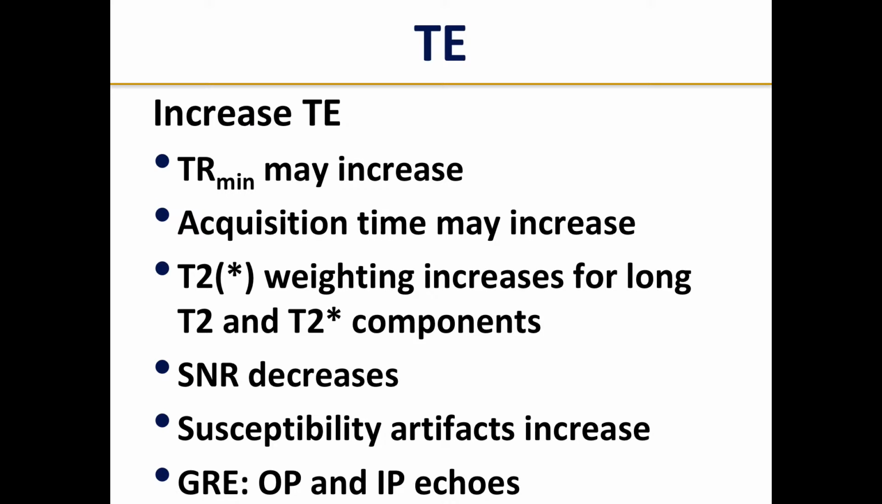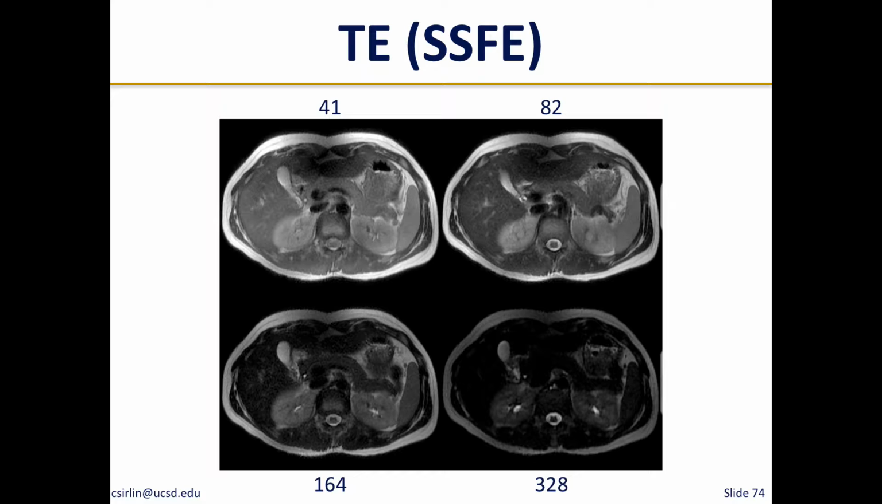As you increase your TE, you may or may not increase your TR. If you do increase your TR, then your acquisition time will increase. Let's not talk about that anymore, that's boring. Let's talk about the effect of TE on T2 weighting, on SNR, susceptibility. Our normal volunteer shows you what happens when your TE on a T2 weighted image goes from 41 to 82 to 164 to 328.